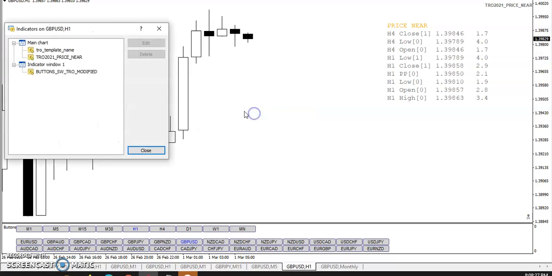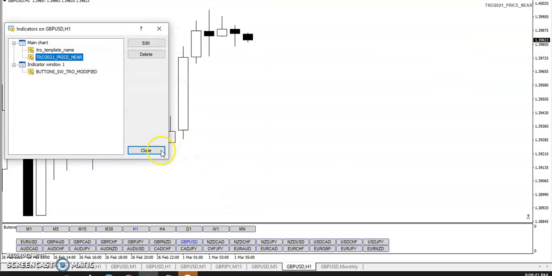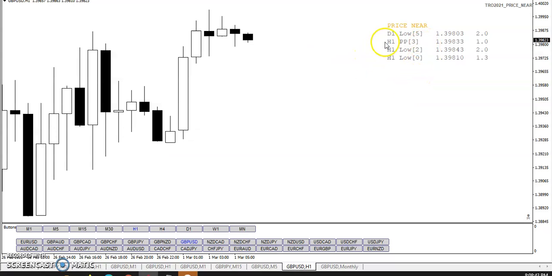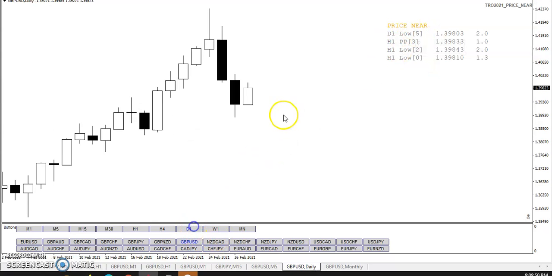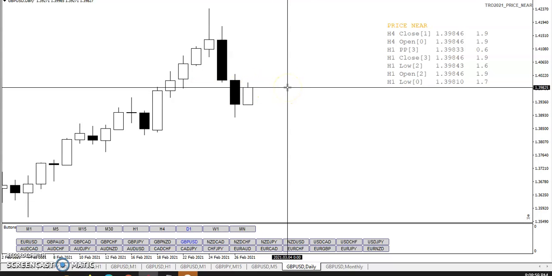And of course, you can change the threshold. You can change that to maybe you only want to see it within 2 pips, and maybe you want to look at the last 10 bars. And so you can see here, 2 pips over the last 10 bars, we're near the daily low 5 days ago. So you go, okay, daily low 5 days ago. 1, 2, 3, 4, 5. And you can see, yes, we're right near that daily low.